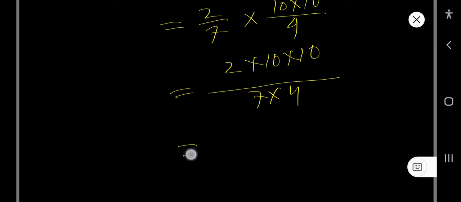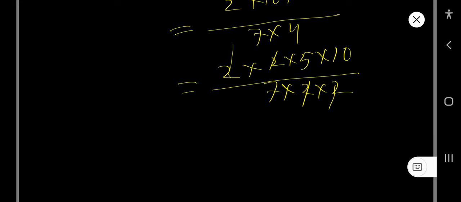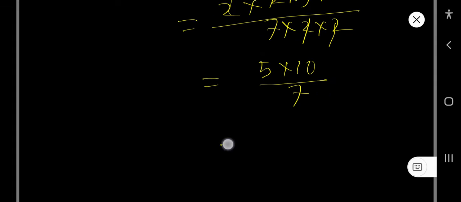So now 2 times 10 means 2 times 5 times 2, and 7 times 4, we can split this number as 2 times 2. Now cancel this 2, this 2, this 2, this 2. So we are getting, look, 5 times 10 divided by 7. So 50 divided by 7.